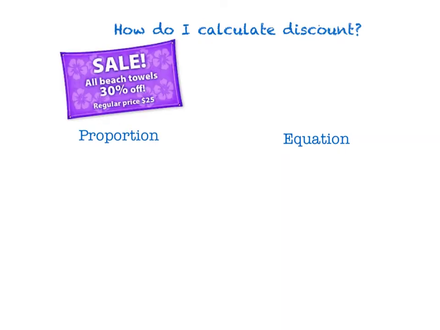All right, so how do I calculate discount? And again, because some of you are comfortable using the proportion method and some of you are comfortable using the equation method, I'll do it both ways. So we have a beach towel that is on sale for 30% off, and the regular price is $25. So the question I'm asking is, what is 30% of 25?